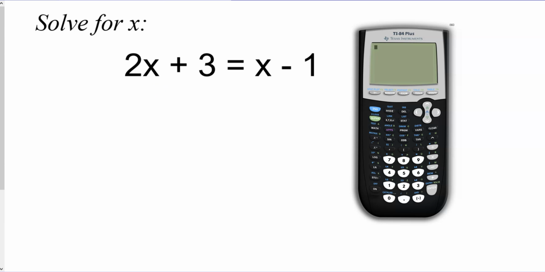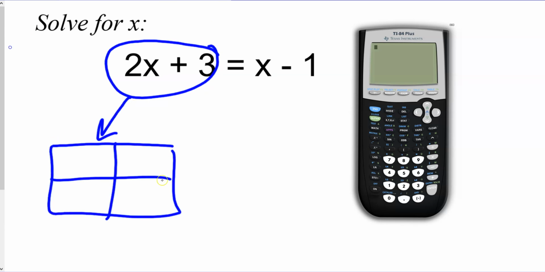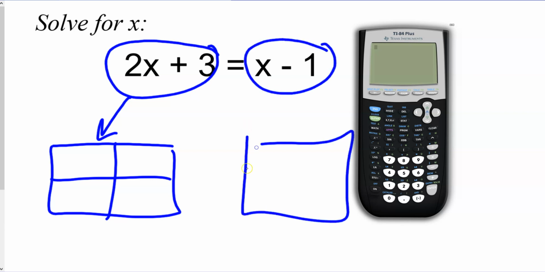So, to use your graphing calculator to solve this equation, what we're going to do is take this side of the equation and graph it, and take this side of the equation and graph it in the same graph, and figure out where the two cross and where the two intersect. That will give us our solution, which we figured out already was -4.